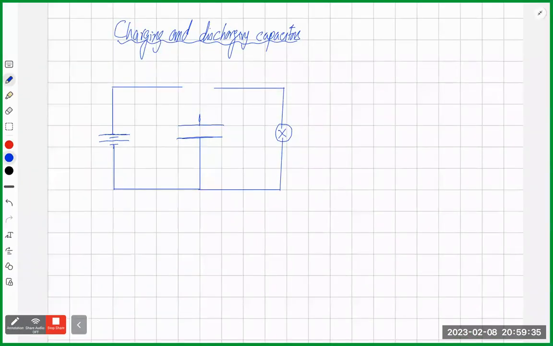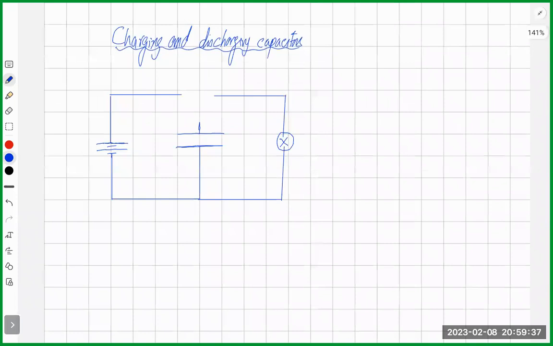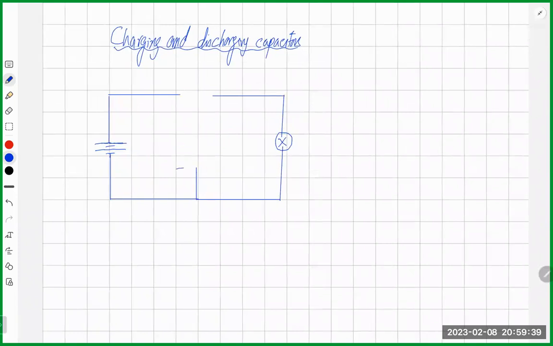So we are charging and discharging capacitors. In here we have a circuit. In the circuit we have a capacitor connected to a battery. There is an ammeter. There is this double switch. This is position A, this is position B.